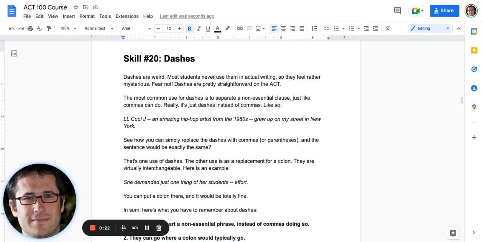The most common use for dashes is to separate a non-essential clause, just like commas. A non-essential clause is a phrase that doesn't need to be in the sentence. You can remove the phrase, and the sentence will still make sense. That's what a non-essential clause or phrase is. Just so you know, it does not mean a phrase that shouldn't be there.